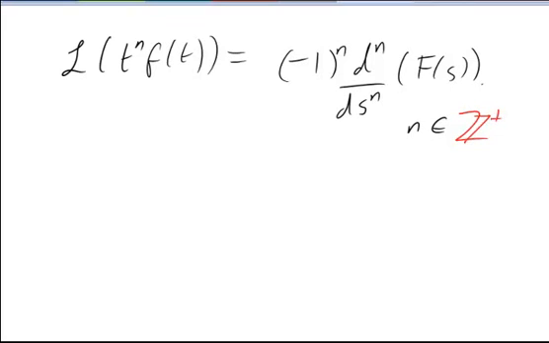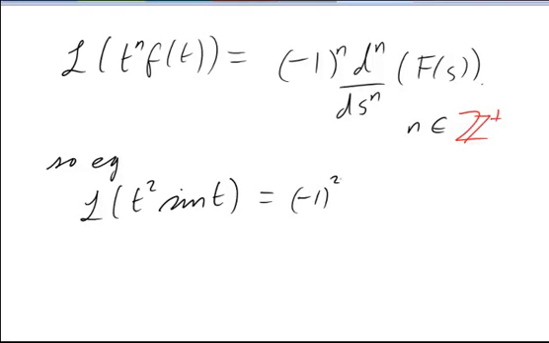Before we conclude, let's see this in operation. Let's try and work out the Laplace transform of, let's say, t squared sine t. Let's make it just sine t to keep the numbers simpler. What we need to do is negative 1 squared and then the second derivative of the Laplace transform for sine, which in this case is just 1 over s squared plus 1.